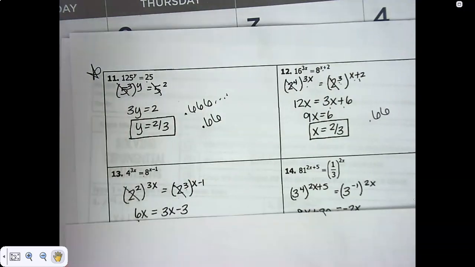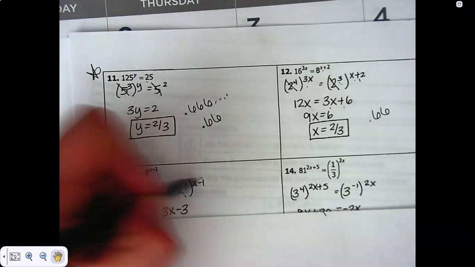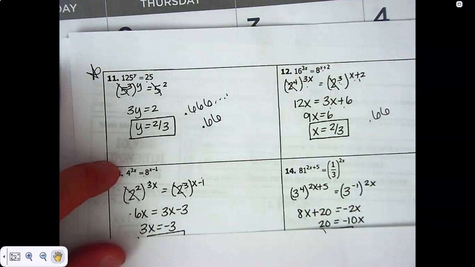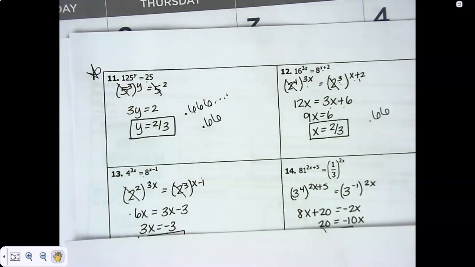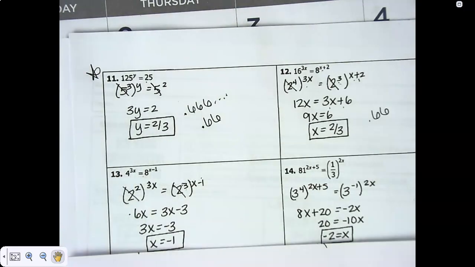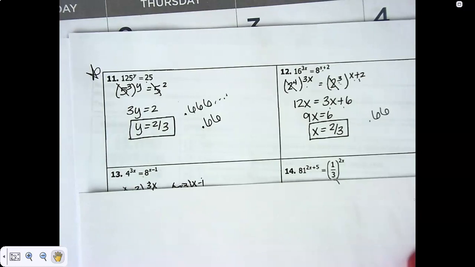Use some distributive property. 2 times 3x is 6x. 3 times x minus 1 is 3x minus 3. Combine like terms. So I subtract 3x from both sides. Go ahead and solve for or isolate my variable, as we say in Algebra 1, and x gives you negative 1.